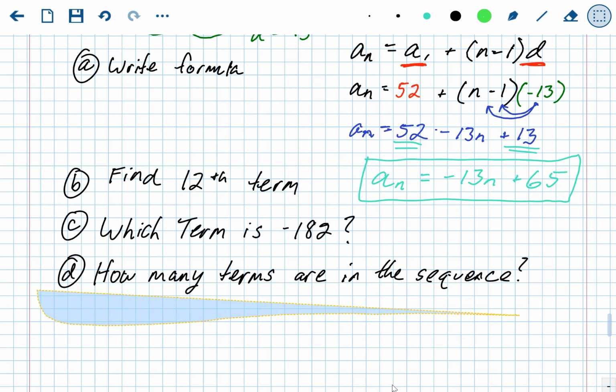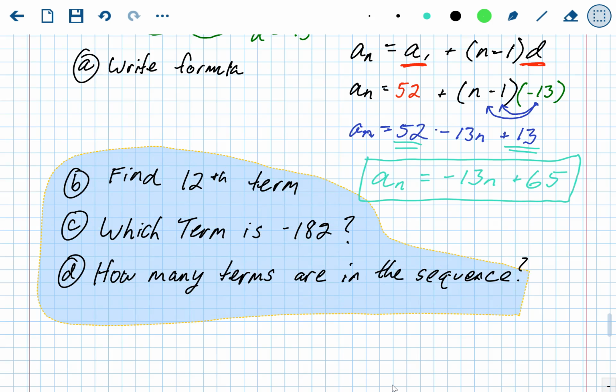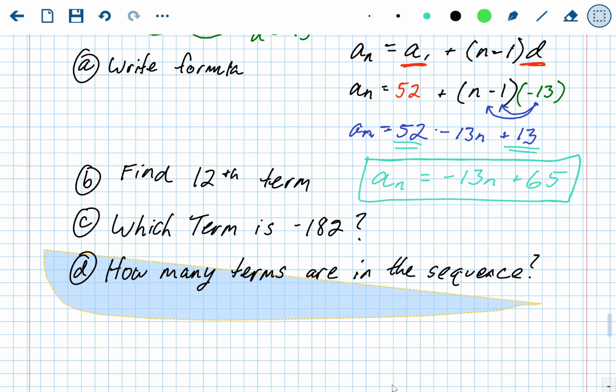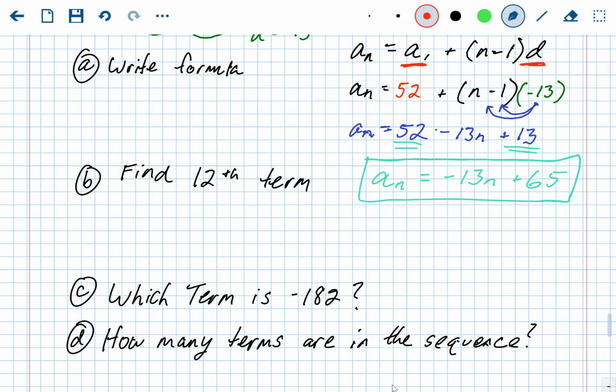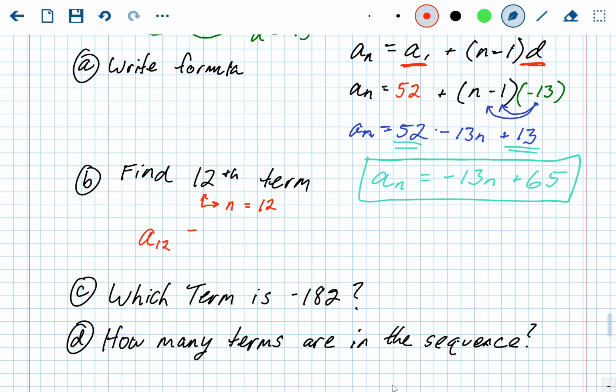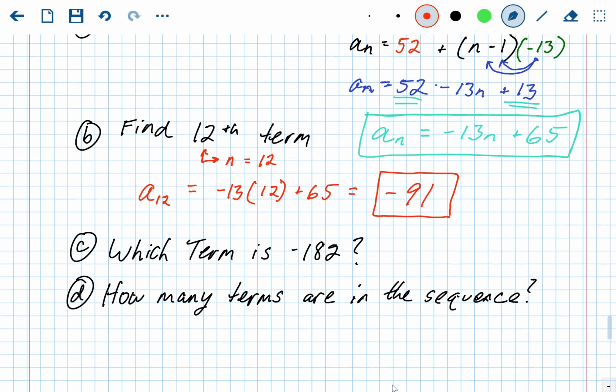Now again, 12 is low enough that you might want to just do minus 13 twelve times, but we're going to want to use the formula as much as we can. If you want to find the 12th term, your n value, your term number, is 12. So we're finding a sub 12, and we plug that into the formula where n is 12. So a sub 12 is negative 13 times 12 plus 65. Evaluating that gives negative 91. So the 12th term in the sequence, if you kept doing minus 13, minus 13, minus 13, is negative 91.